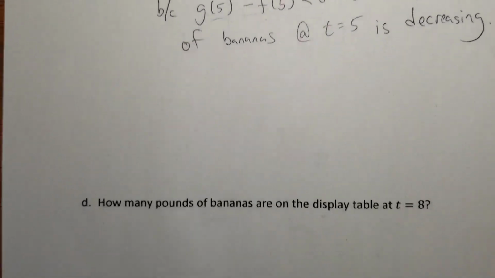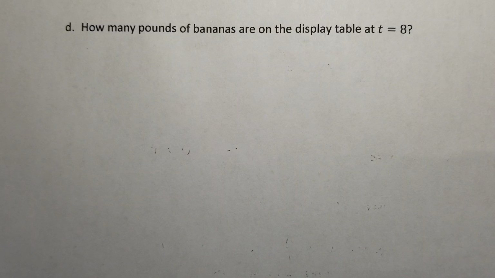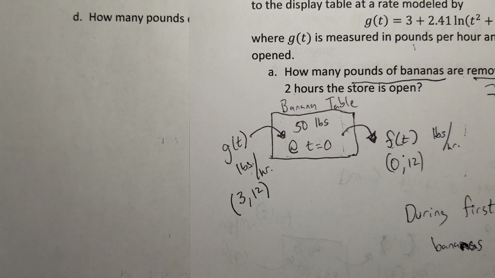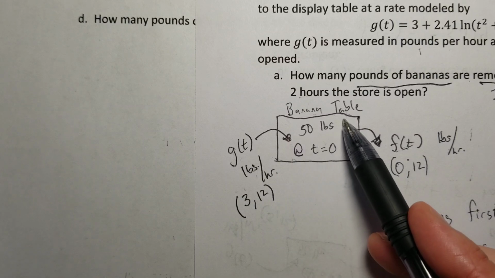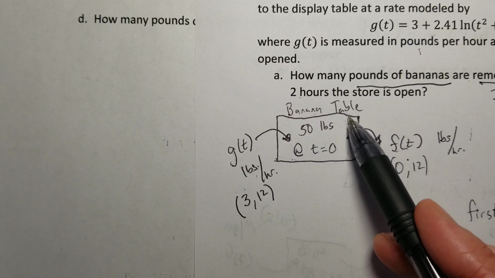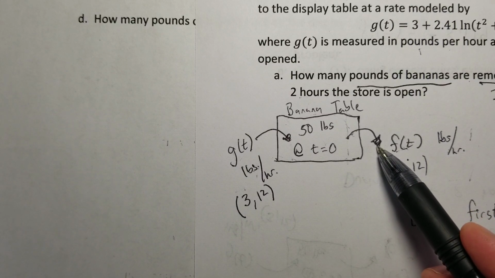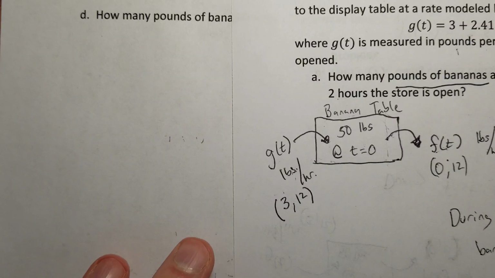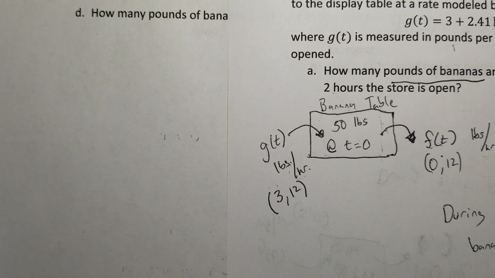Okay, let's jump down to D. One more little problem here. How many pounds of bananas are on the display table at t equals 8? Okay, again, I'm going to bring back in our picture from the other side. Okay, and we've got G of t bananas coming onto the table. We've got 50 pounds of bananas starting on the table, and we have f of t bananas coming off. So these are rates, right? Our equations here are rates of change.